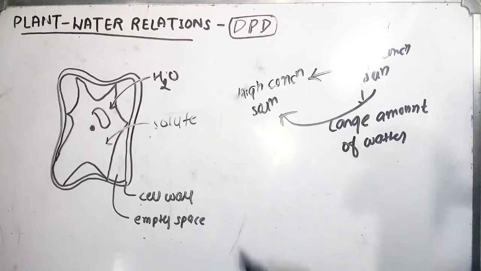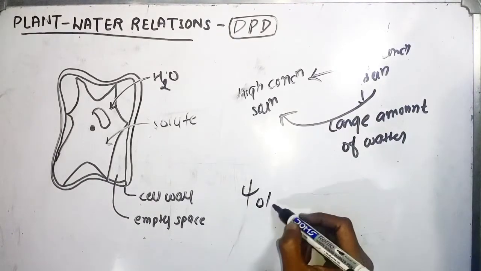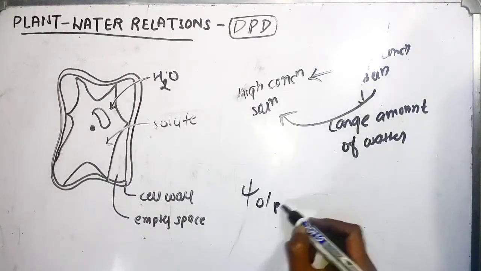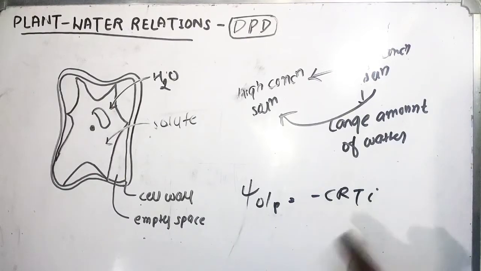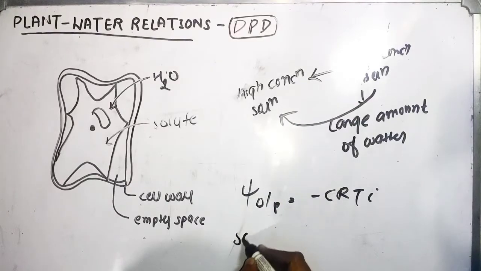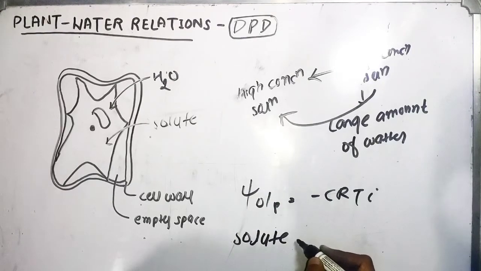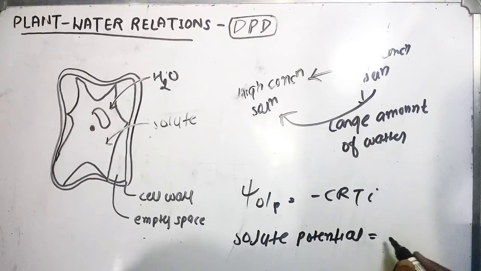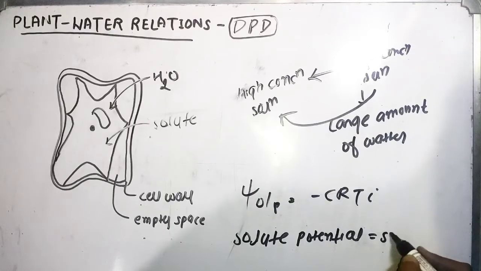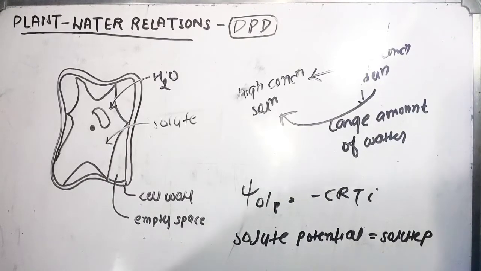Understand? You have studied this formula in your chemistry. Osmotic pressure equals minus CRT i. This is the formula of the pressure. Because this is related to the solute, solute potential is equal to solute pressure, or osmotic pressure, whatever you want to call it.